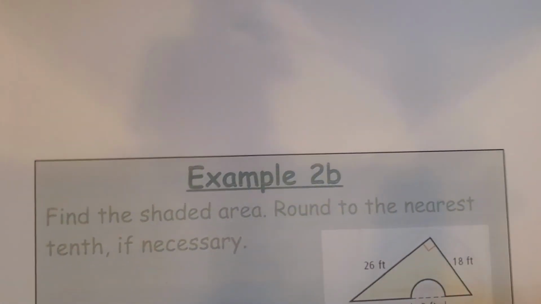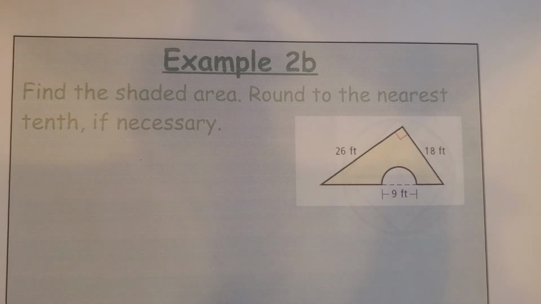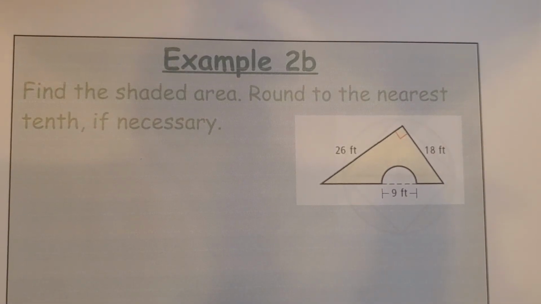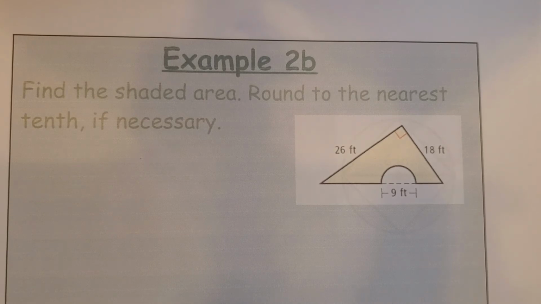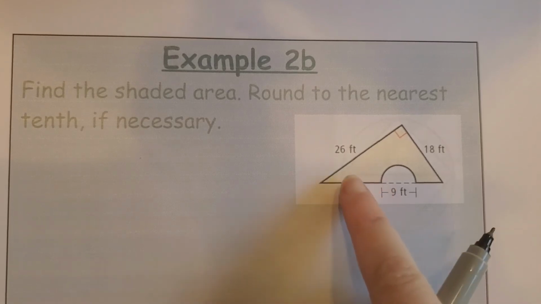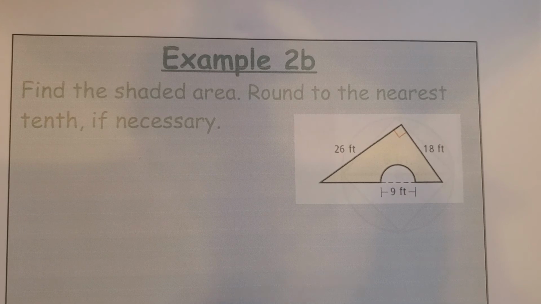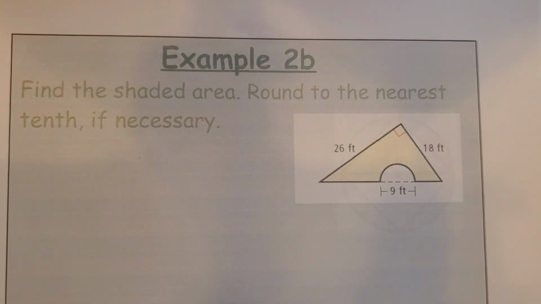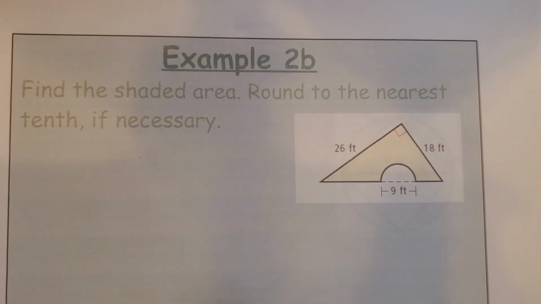Here, it says shaded area, all right? I think it says shaded area for the last few, but the shaded area was the entire thing. The shaded area now is the area of this entire triangle, except for this semicircle. So what we're going to do is find the area of the triangle and the semicircle, and then instead of adding them, we're going to subtract them, all right? Because this is a whole.